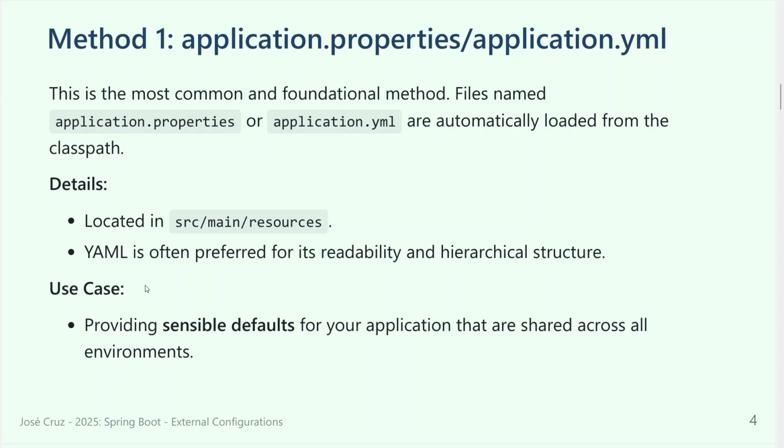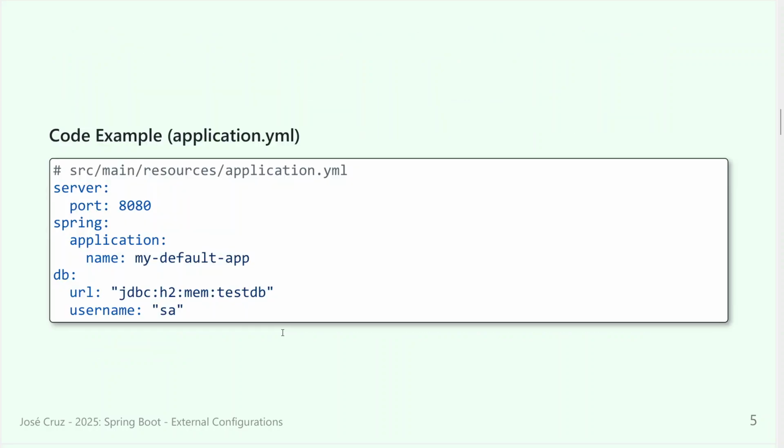Probably all the time, because you want a place where you have all the default properties for your application. Then you can override, going outside, on the command line, environment variables, and things like that. So it provides sensible defaults for your application that are shared across all environments. This is an example using YAML. In YAML, you can see a tree. If you are using properties instead of YAML, you will see server.port and the equals sign with the value. You just flatten the tree and you have the properties. If you unflatten and create a tree, you have the YAML. Sometimes people like this because it groups information about server, Spring, and database. I think it's easier to read.